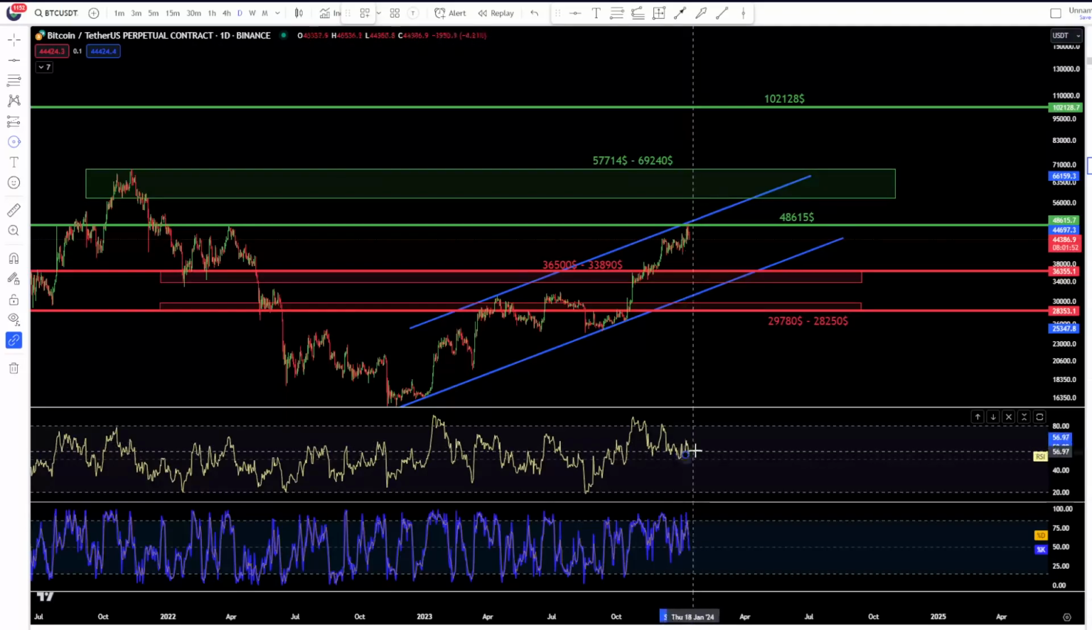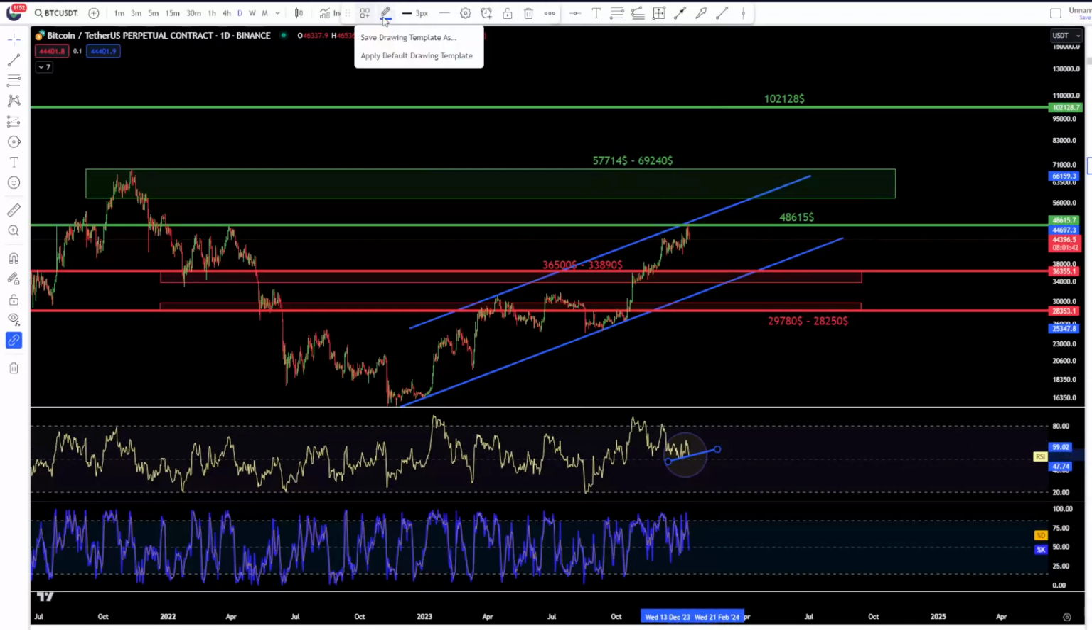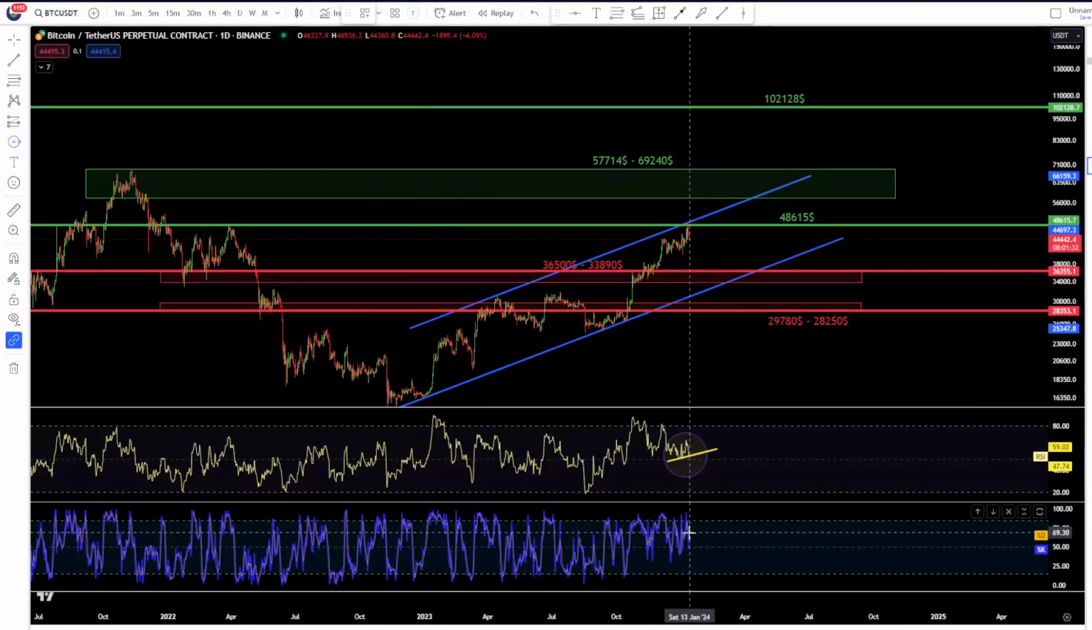Finally, please look at the RSI indicator, which shows a rebound in which we are fighting to break the local upward trend, while the stochastic indicator shows a rebound with room for deepening the current correction.